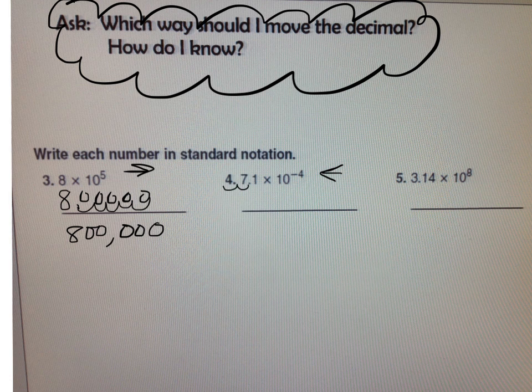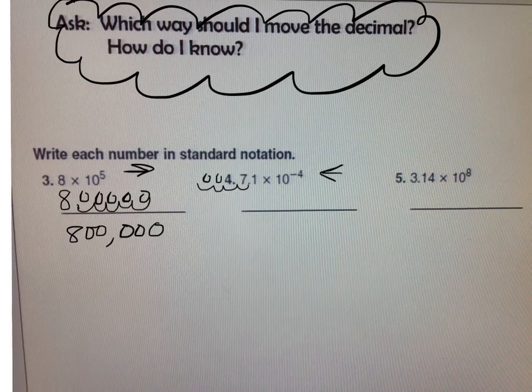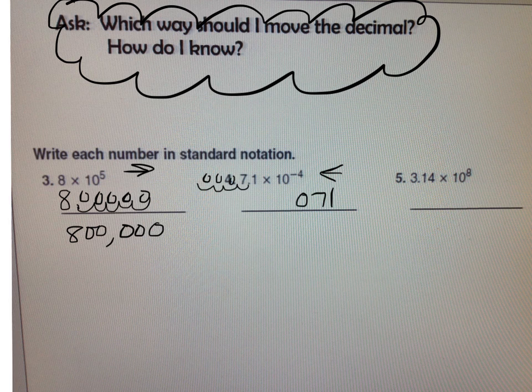So 1, 2, 3, 4. We're going to have to put 3 zeros in there. All right, so I've got a 7 and a 1. I need 3 more zeros. I've got a decimal point. Okay, go ahead and do 5 on your own.